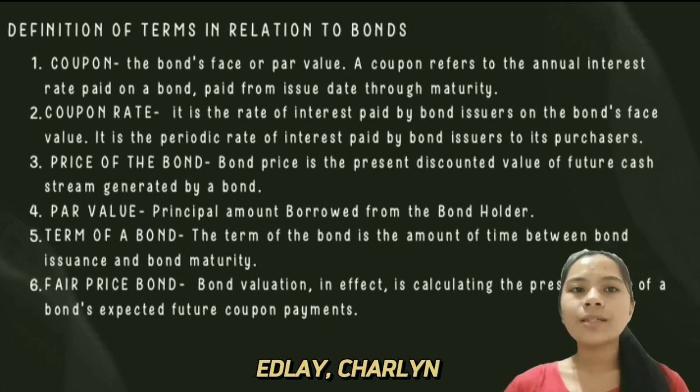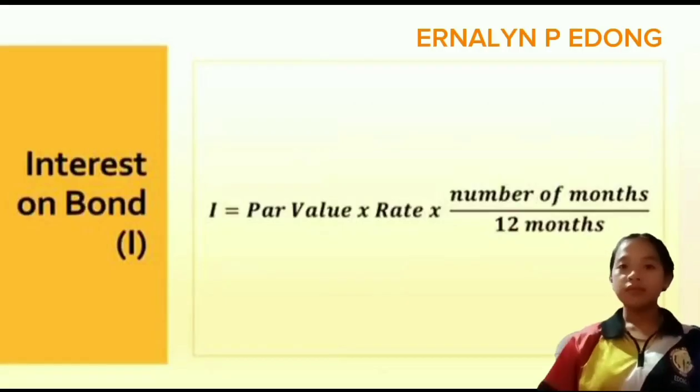And the sixth one is the term of the bond. The term of the bond is the amount of time between bond issuance and bond maturity. And the seventh one is a fair price bond. Bond valuation, in effect, is calculating the present value of a bond's expected future coupon payments.